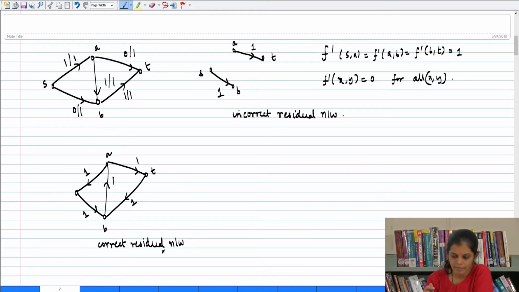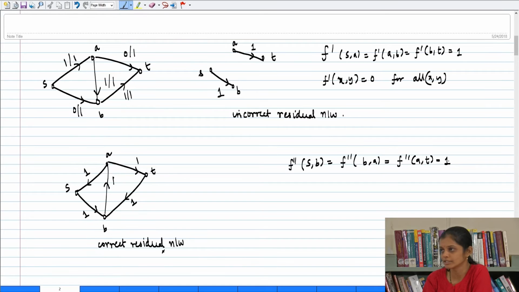Now what is the flow in the residual network, which we had actually called F prime, but I will just call it F double prime now? What is the flow in the residual network? On what edges does it send flow? S to B, B to A, not A to B, and A to T. F double prime of B to A is 1, F double prime of A to T is equal to 1, and F double prime of all other things is 0.